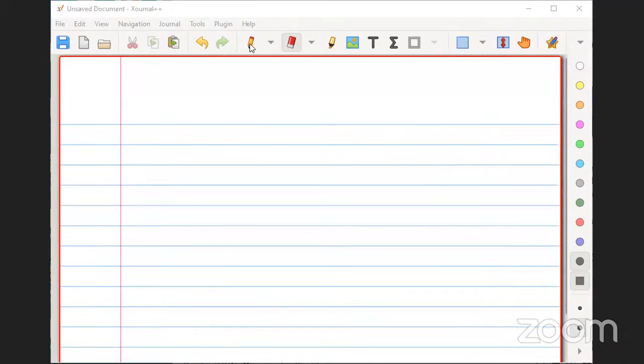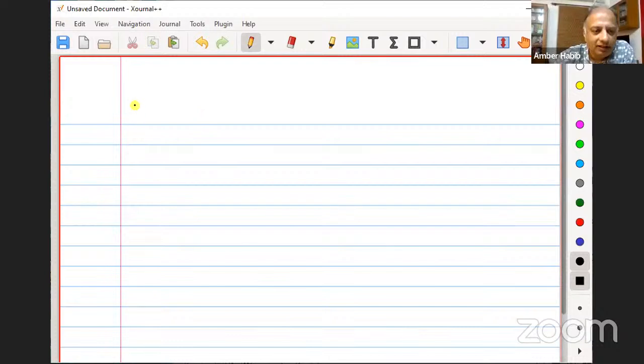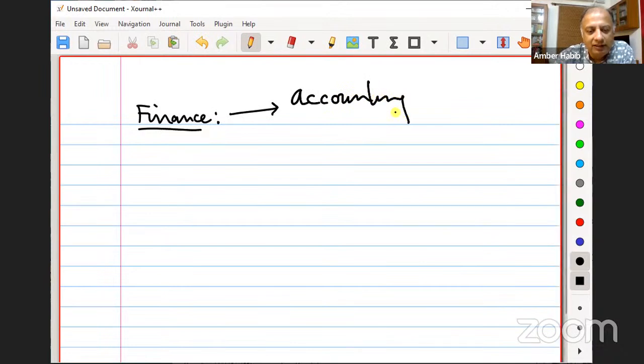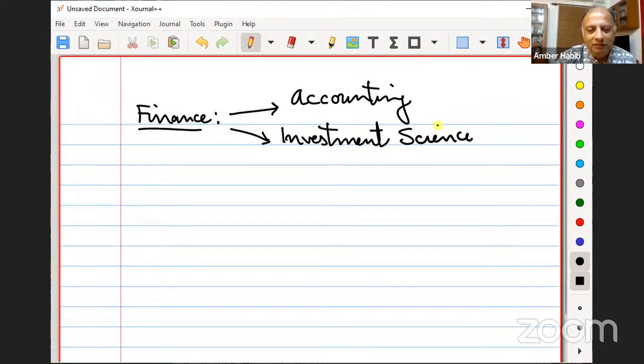So let's see, we are talking about this word finance, and it could mean different things. One thing it often means to people is essentially accounting, right? You might think that finance is just about balancing your books, figuring out what you have in your bank account, how much you owe or are owed. And of course, that is a part of it. But the part that is really interesting for a mathematician is the part about investment, or investment science, if you want to give it a more attractive sort of name.